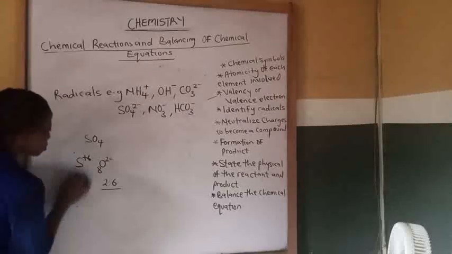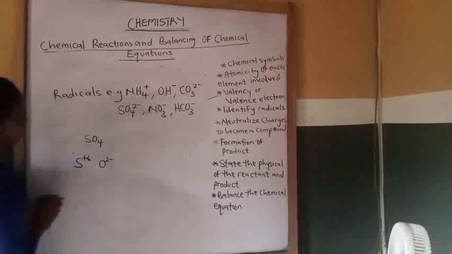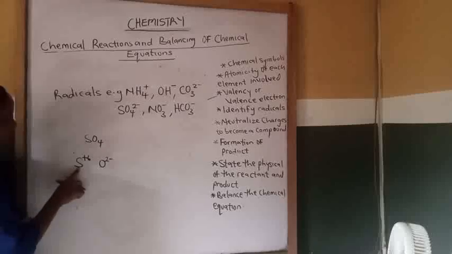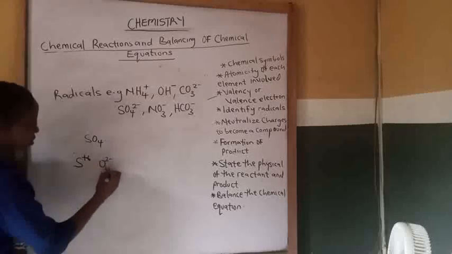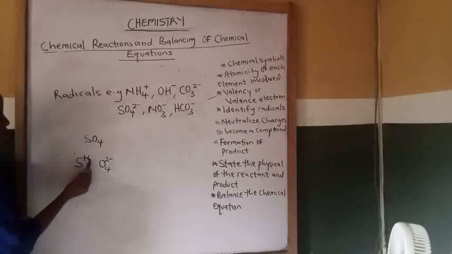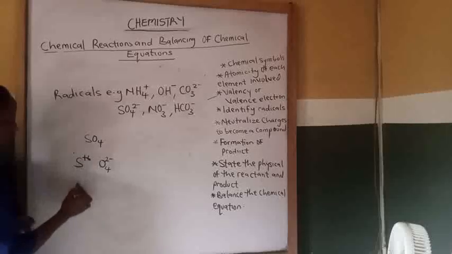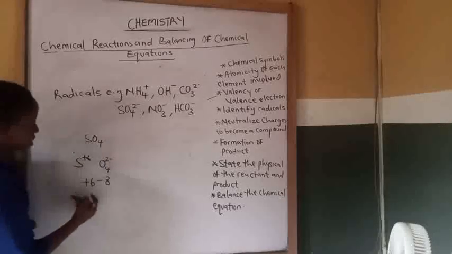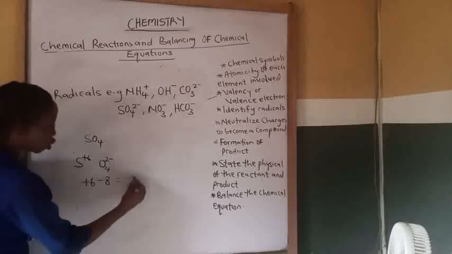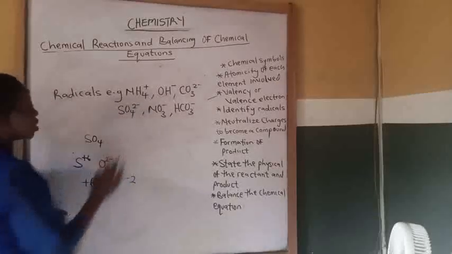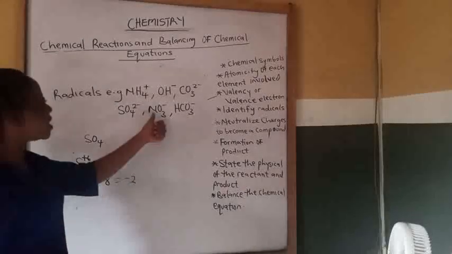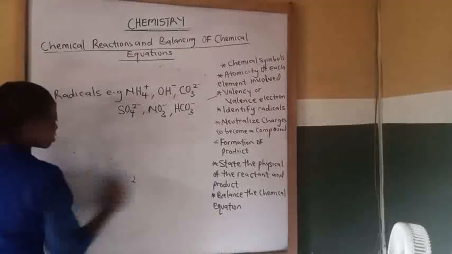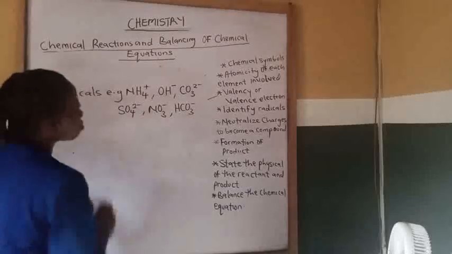Now, let's combine their charges together. How many sulfur do we have? We have 1, so +6 times 1 will give us +6. Then oxygen is -2 times 4 will give me -8. So +6 minus 8 will give me -2. So the charge on SO4 is 2 minus. You can try that of NO3 and HCO3 at the end of the class. Try it yourself.